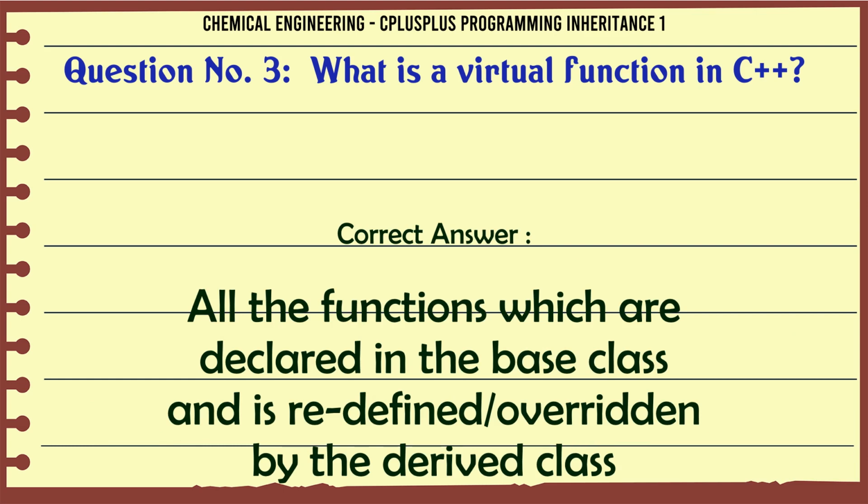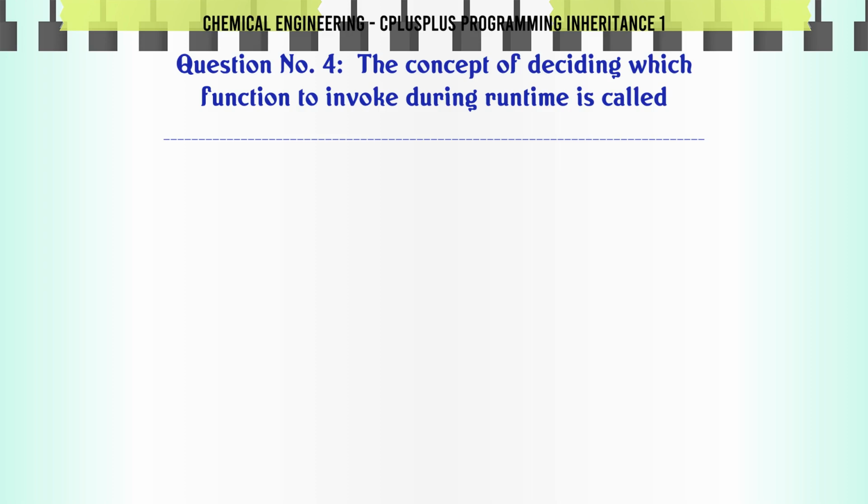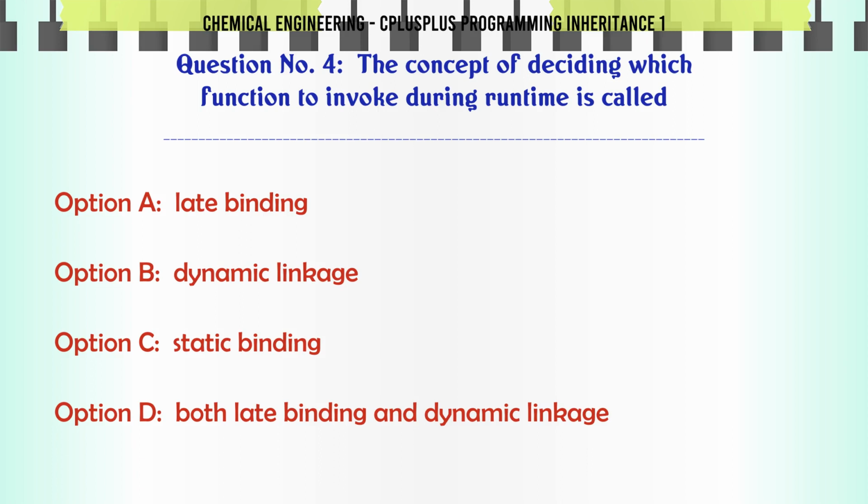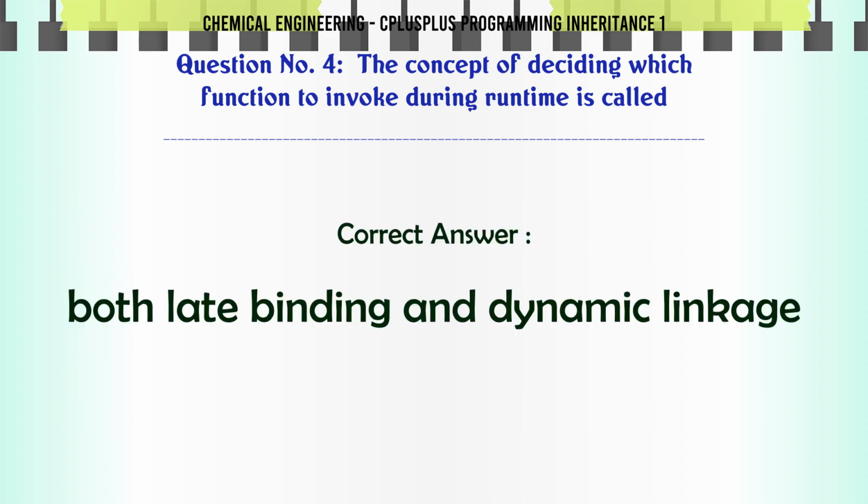derived class. The concept of deciding which function to invoke during runtime is called: A. Late binding. B. Dynamic linkage. C. Static binding. D. Both late binding and dynamic linkage. The correct answer is both late binding and dynamic linkage.